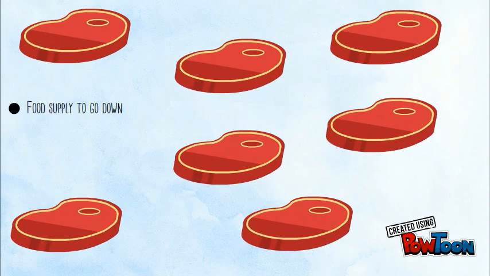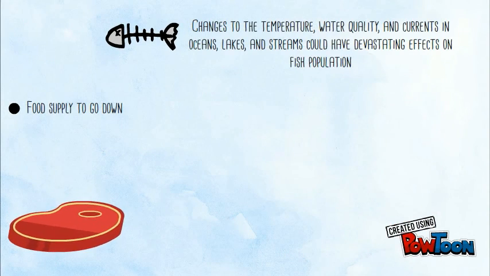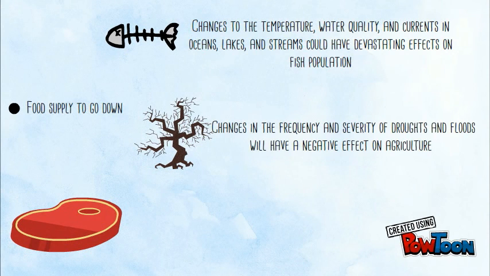Food supply will also go down. Changes to the temperature, water quality, and currents in oceans, lakes, and streams could have devastating effects on fish population. Changes in the frequency and severity of droughts and floods will have a negative effect on agriculture.